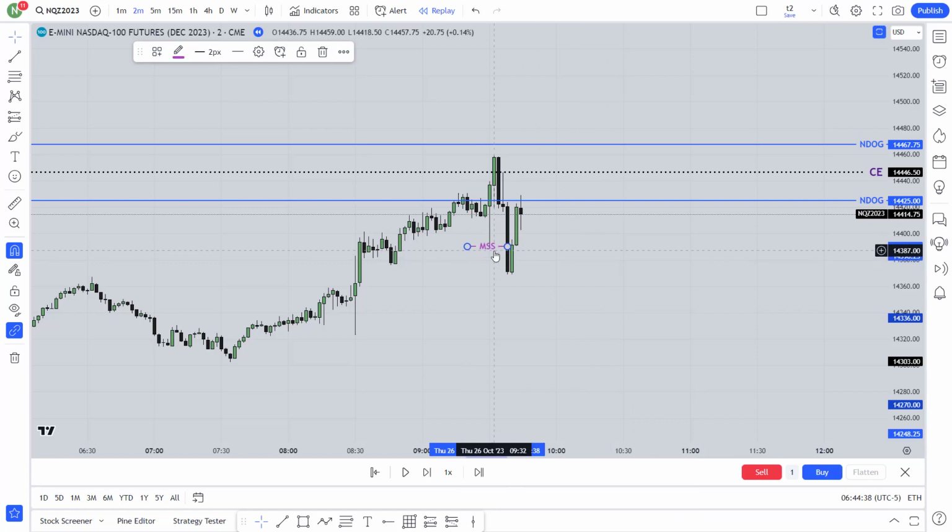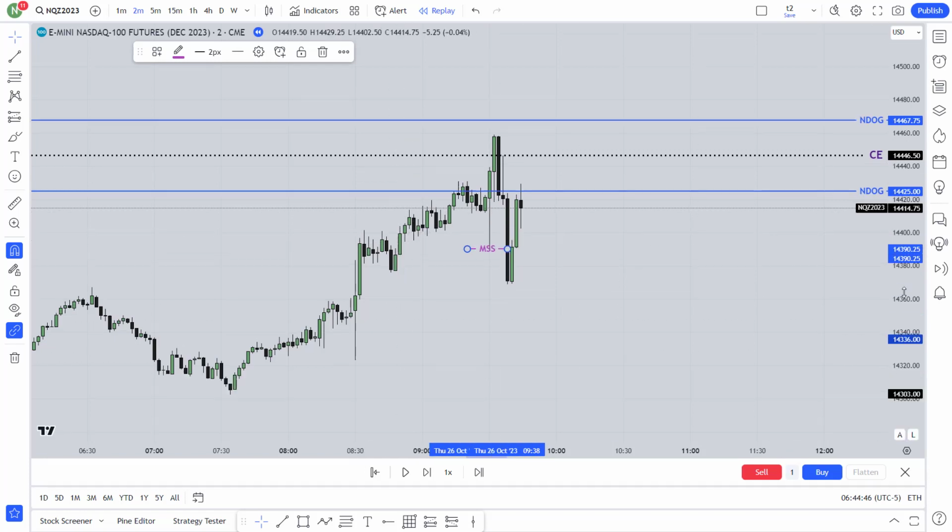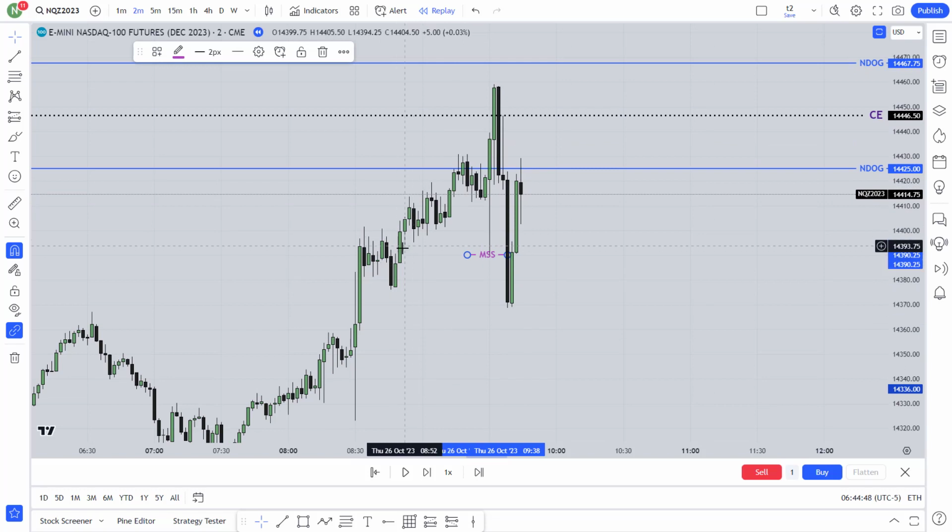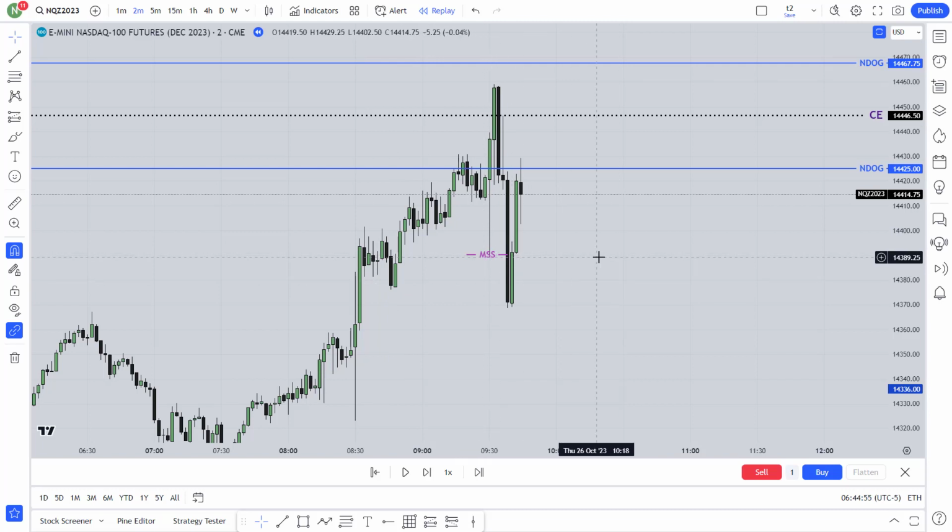Why have I marked this low? Why is this my market structure shift? Look at this candle. This candle actually traded this fair value gap, a little fair value gap. Look over here, clearly there is a fair value gap. So it has traded this fair value gap. That is the reason for marking this low as my market structure shift. So this is my market structure shift.